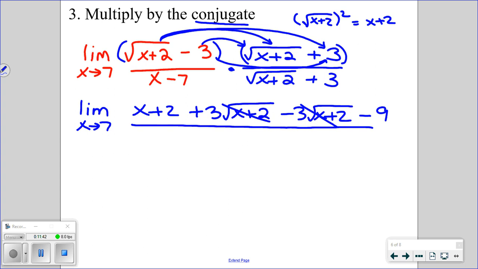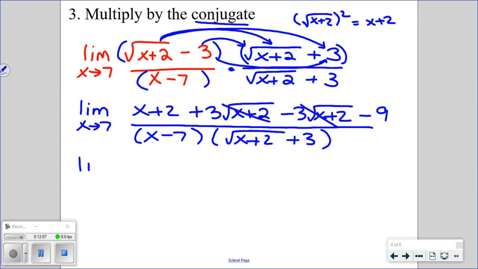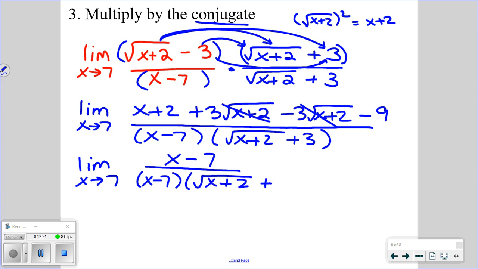All right, now for the denominator, we are not going to multiply this thing out. I'm just going to put these in parentheses to indicate that we are multiplying them together. Now let's keep simplifying that numerator. So the middle, well, the radicals canceled. Now we have 2 minus 9, and 2 minus 9 equals negative 7. So you're left with x minus 7 in the numerator, and that's over x minus 7 times the square root of x plus 2 plus 3.